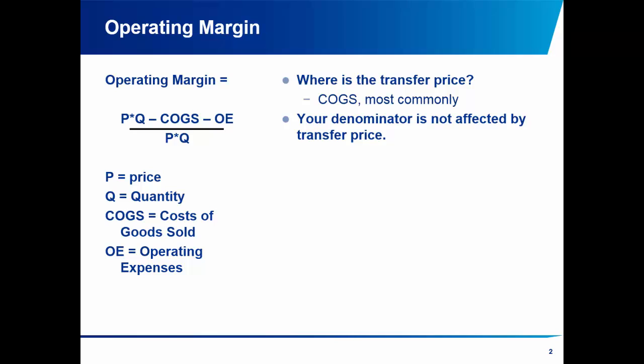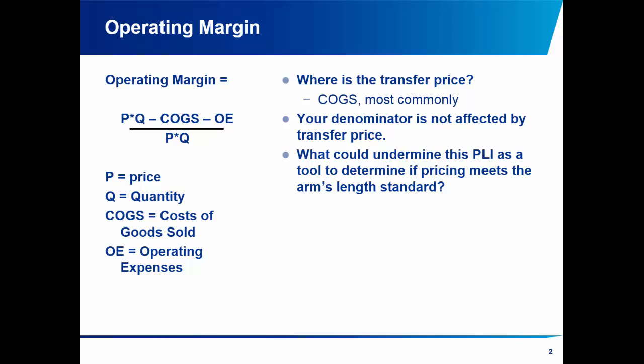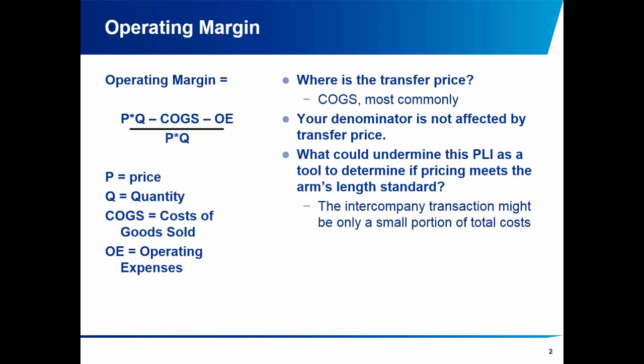Now let's talk about what could undermine the use of the operating margin as your profit level indicator. One of the main things that could affect the reliability is if only a small portion of the total cost relates to the intercompany transaction. This may be a result of your distributor, in this case, purchasing products from both unrelated and related parties.